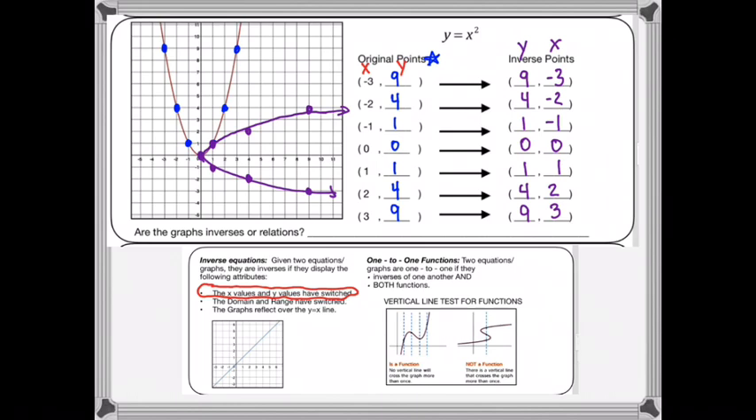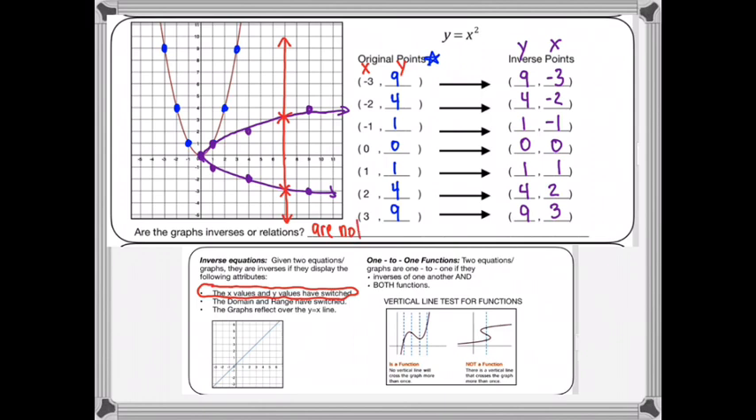If it's not a function, then these are not one-to-ones, okay? So that means the graphs are either going to be inverses, one-to-one functions, or they are just going to be a relation, which means the graph still exists, but it's not a function. The way that we check is that we draw a vertical line, and we see that it hits twice.